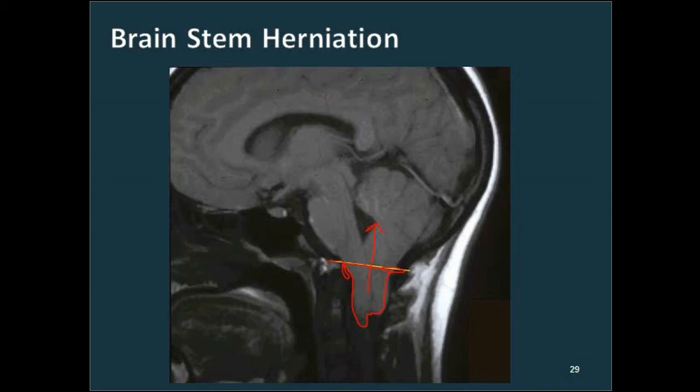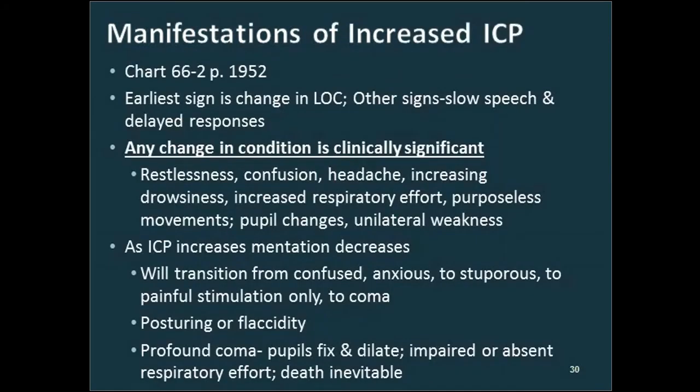So that's just an example of how the pressure inside the head has caused a shift of the brain structures, and it's the path of least resistance. It's going to find the place with the least amount of resistance or pressure, and it's going to go through it. So that's an example of brainstem herniation. That's a bad sign.